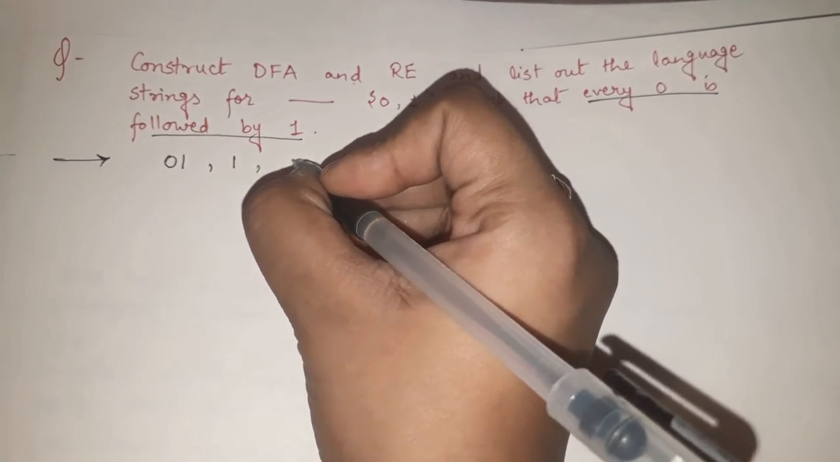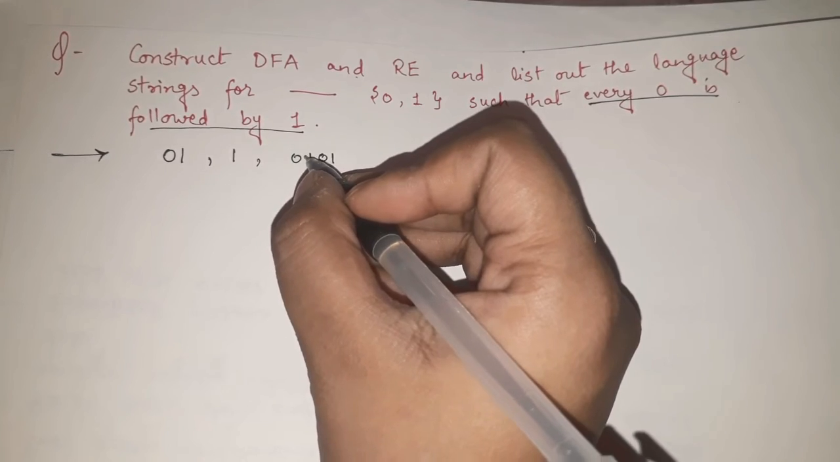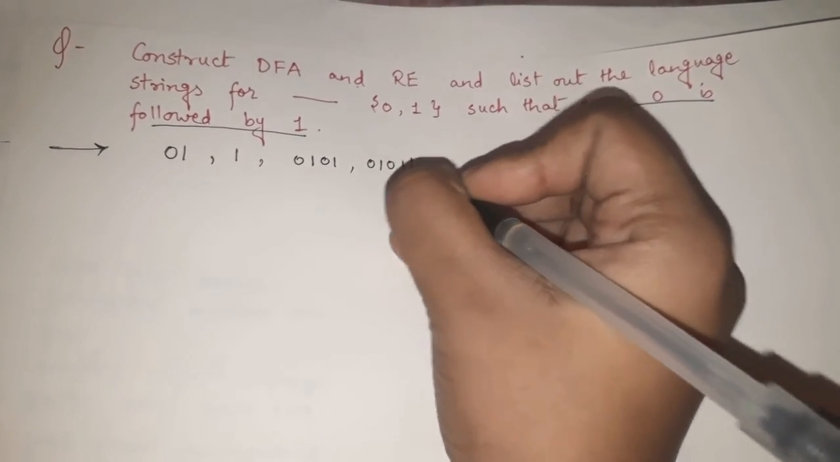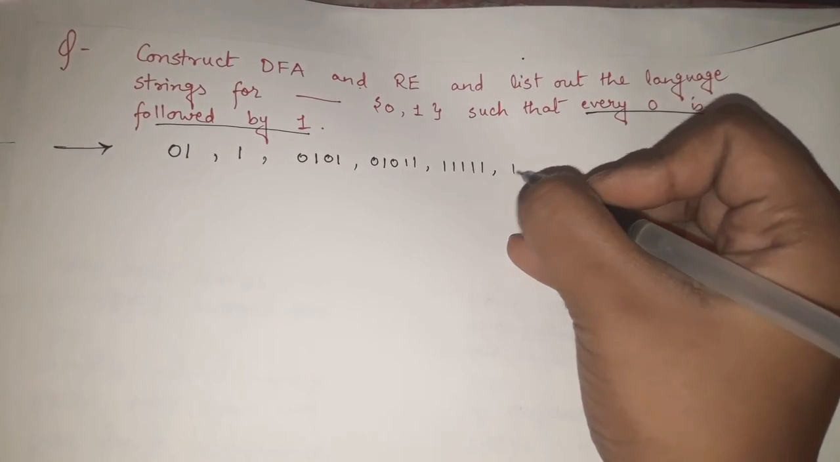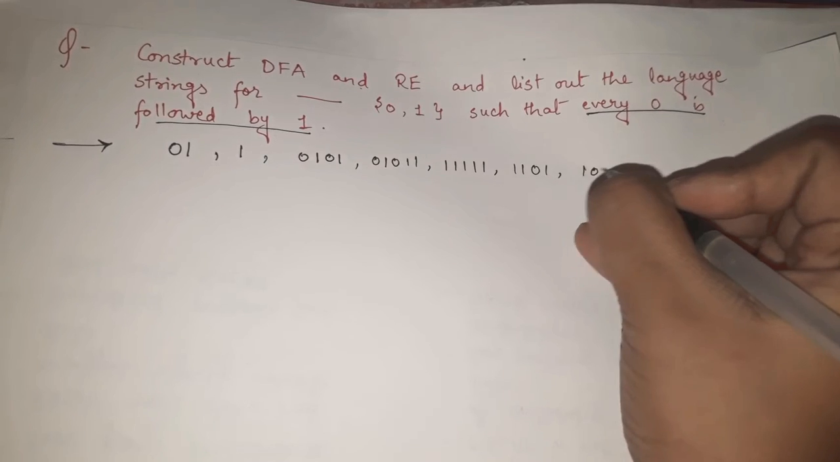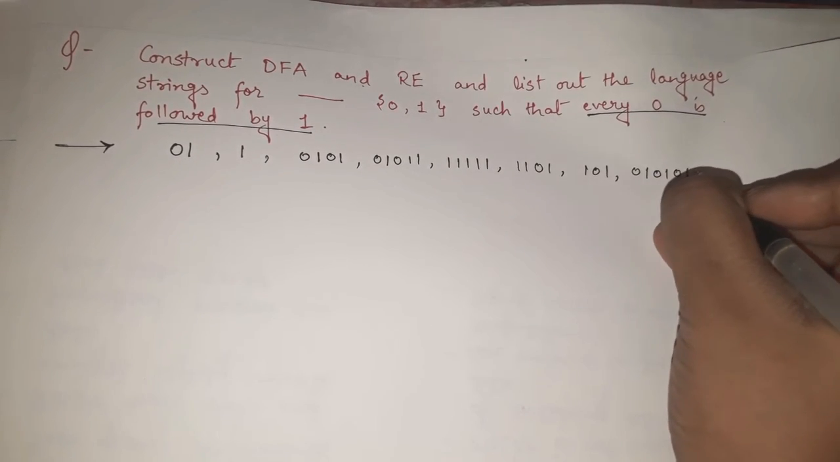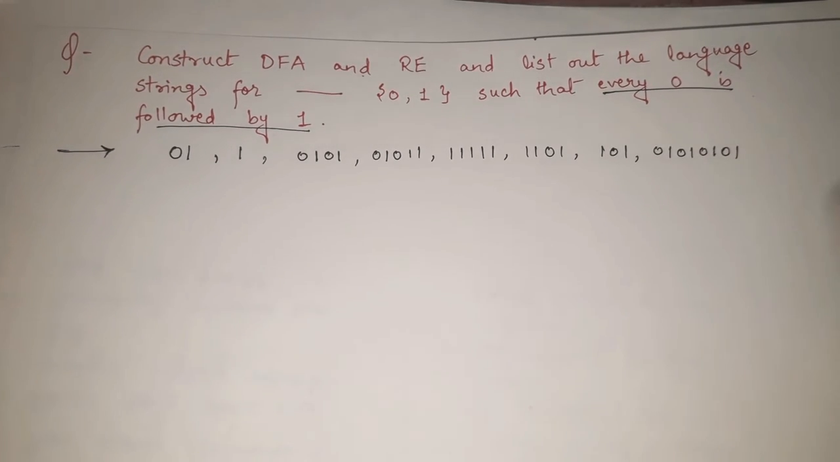Then what else will we have? Anything. Like we can have 0 1 0 1. Fine. Because we just want that every 0 should be followed by 1. We can have 0 1 0 1 1. We can have 1 1 1 1 1. We can have 1 1 0 1 1 0 1 0 1 0 1 0 1 0 1. Fine. The only condition is every 0 should be followed by 1. Whenever there is a 0, there should be a 1 after it. This is the simple thing that is given to us.